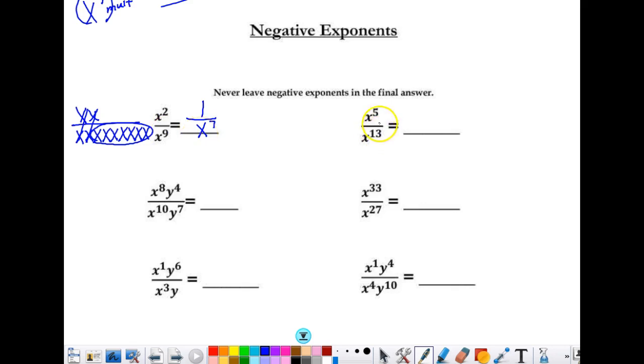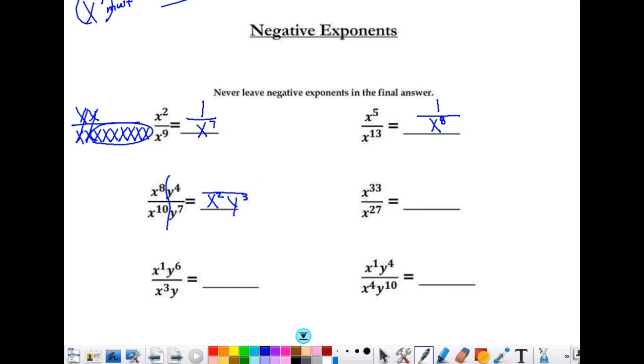We're going to say 13 minus 5 because 13 is bigger than 5. I said 13 first, so my answer is going to go here. And I put a 1 on the top. Okay, work your x's separate from your y's. Don't even look at your y's right now. So I'm going to have 10 minus 8. I said 10 first, so it goes on the bottom.